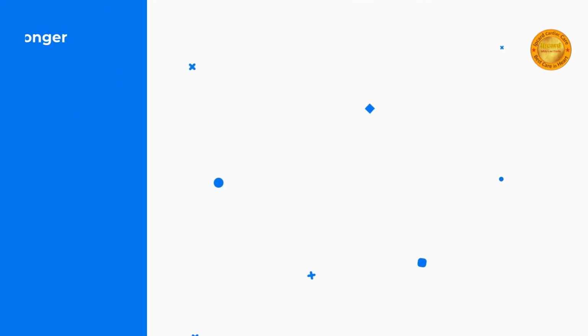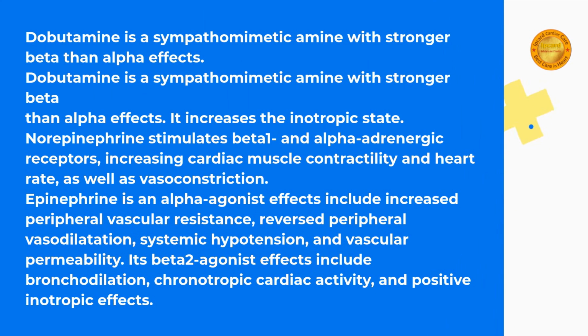Dobutamine is a sympathomimetic amine with stronger beta than alpha effects. It increases the inotropic state.